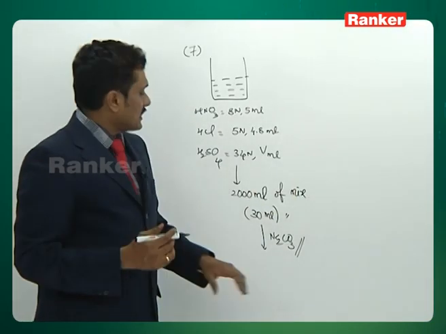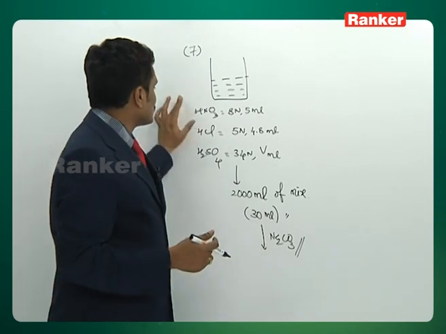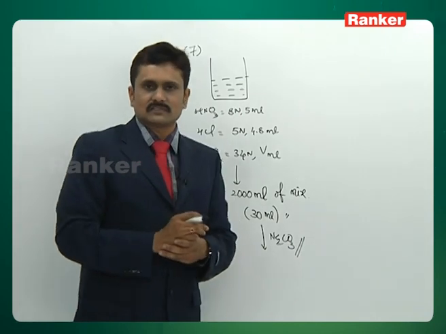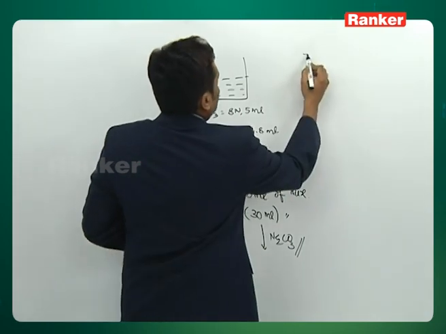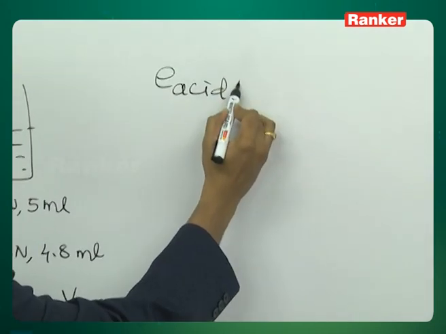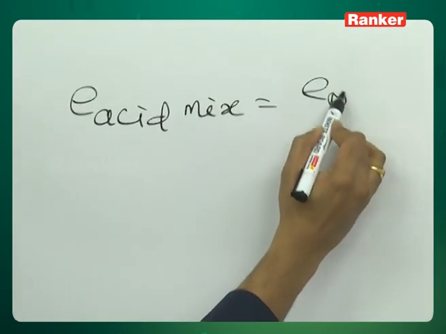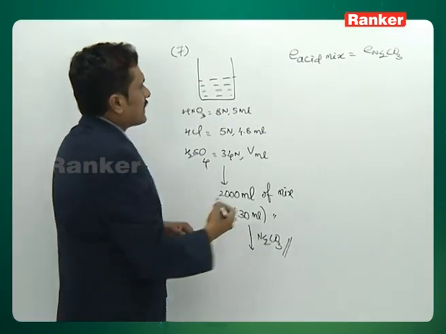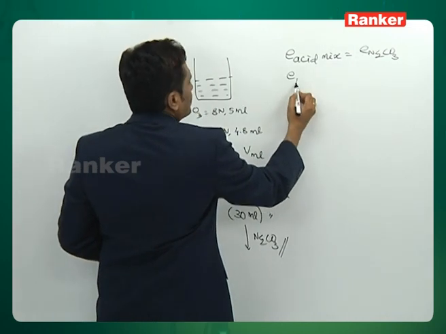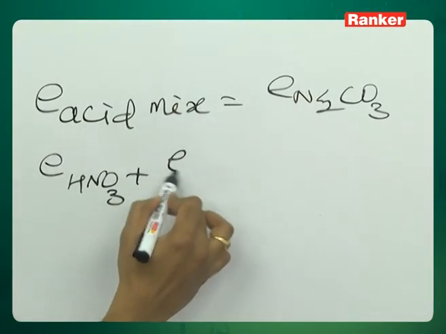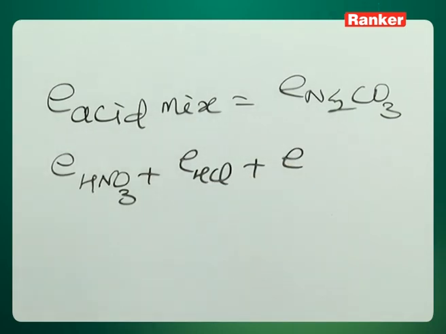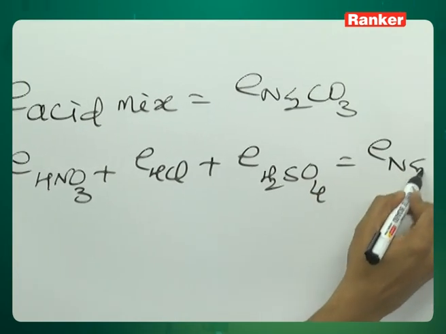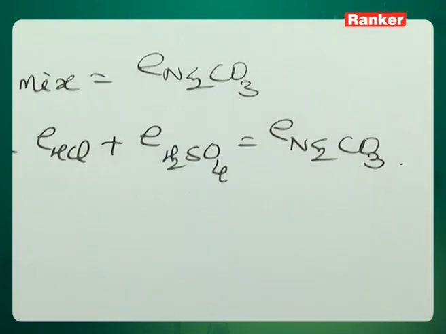You can see that sodium carbonate, being a moderate base, is going to react with all the strong acids that are present over there. So when I use the law of chemical equivalence, saying that the gram equivalents of the acid mixture are equal to the gram equivalents of sodium carbonate in aqueous medium, I will be writing this as: gram equivalents of nitric acid, gram equivalents of HCl, and gram equivalents of H2SO4 are equated to the gram equivalents of sodium carbonate.